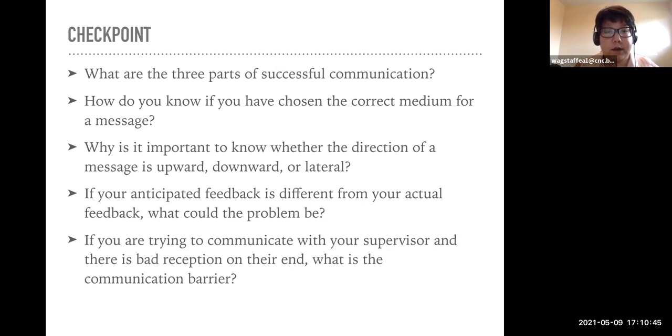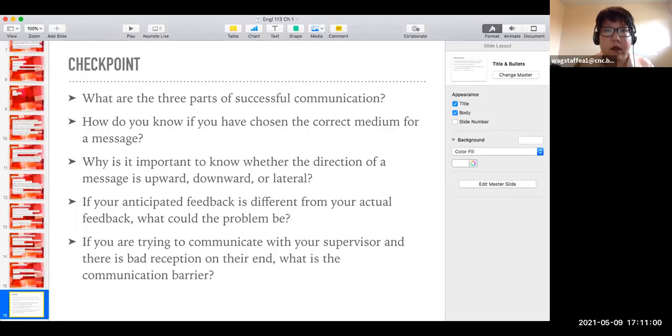If your anticipated feedback is different from your actual feedback, what could the problem be? If you are trying to communicate with your supervisor and there is bad reception on their end, what is the communication barrier? So, those are some of the questions that you should be able to answer by the end of this presentation. Thank you for listening, and if you need to, you can watch this presentation over again and try to figure out what it is you missed the first time around.